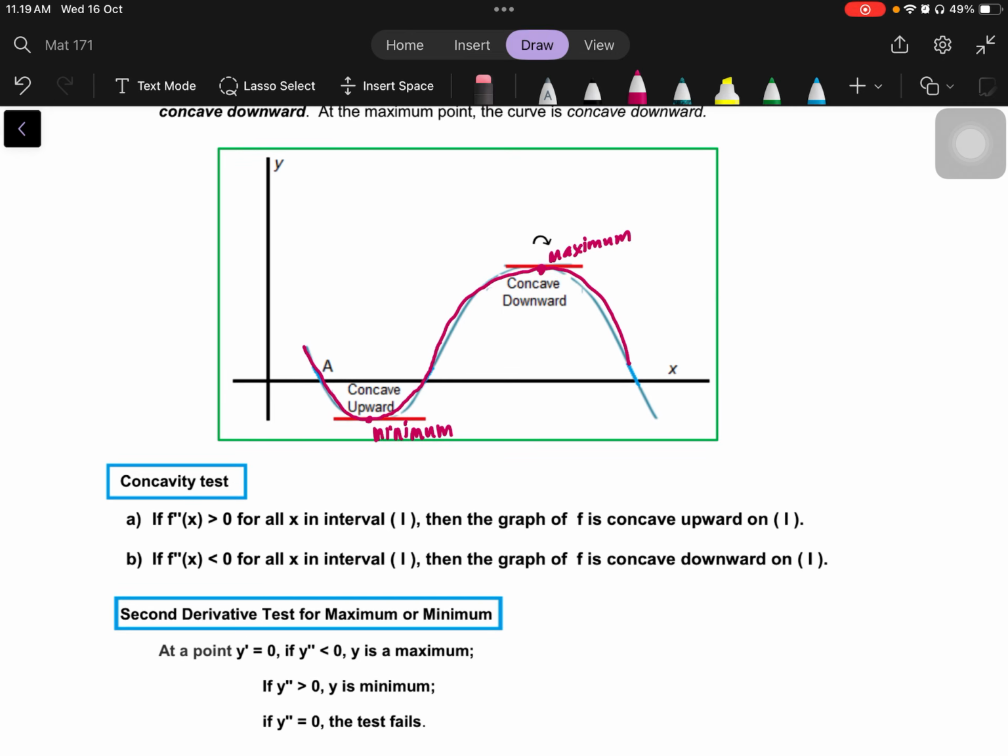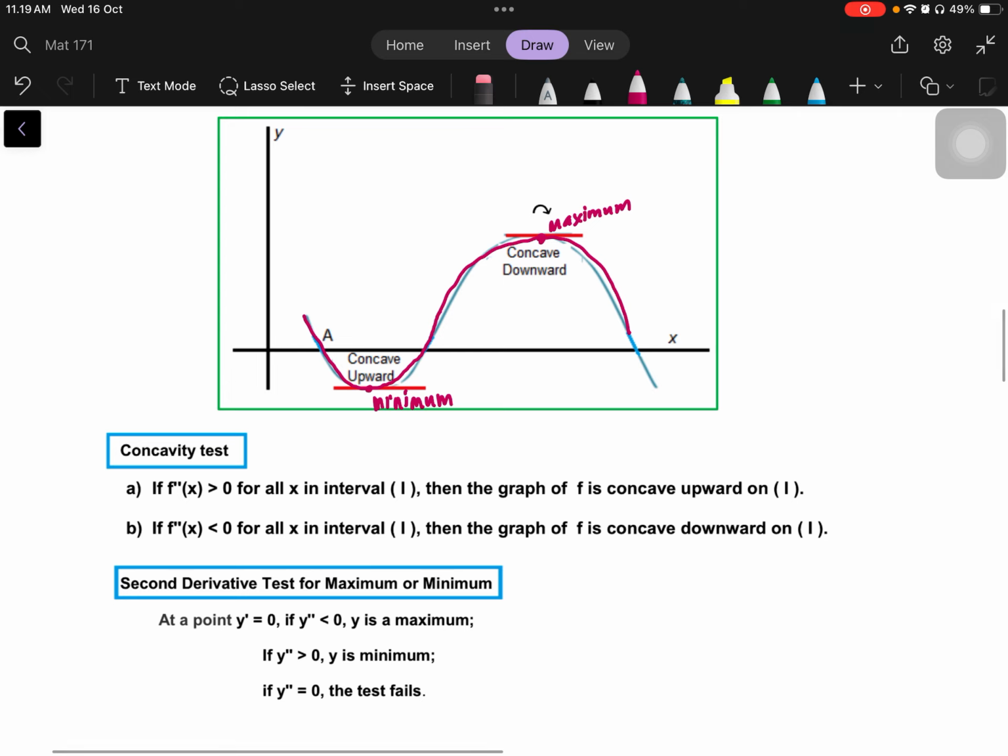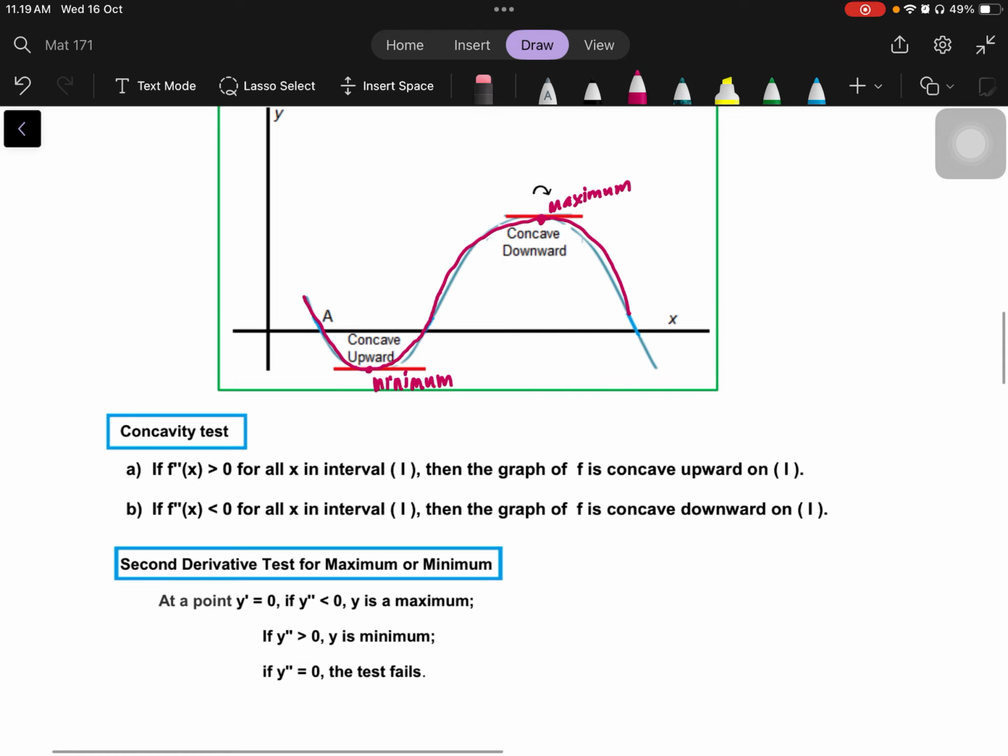Okay? So, dito, ang parang titignan natin, if your second derivative is greater than 0 for all x interval, then the graph of f is concave upward. Ibig sabihin, kung nag-positive yung iyong second derivative, then you have concave upward. Or, kung positive siya, nasa minimum siya.